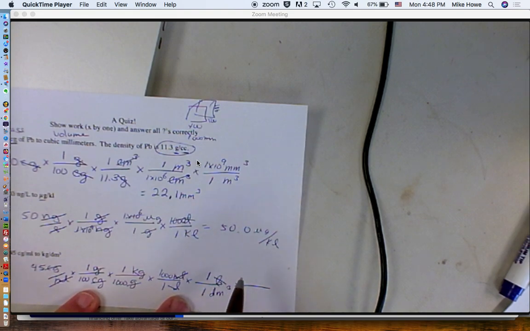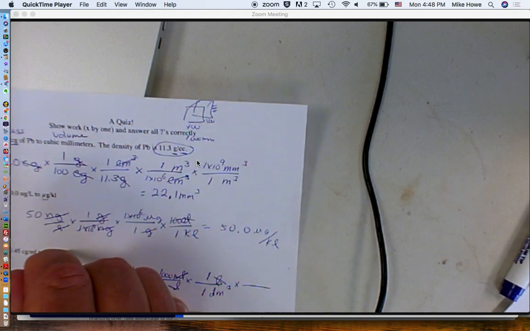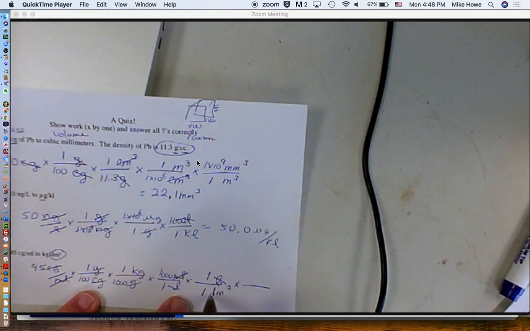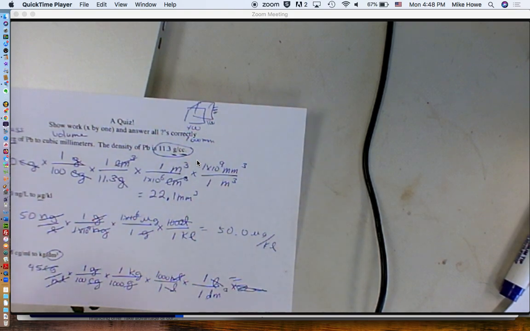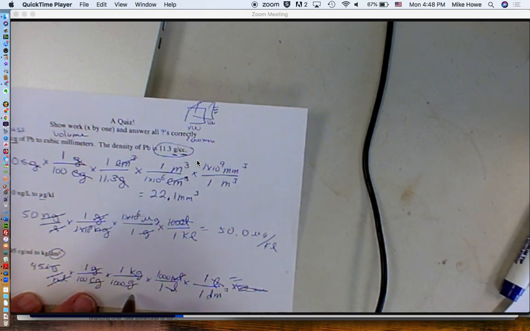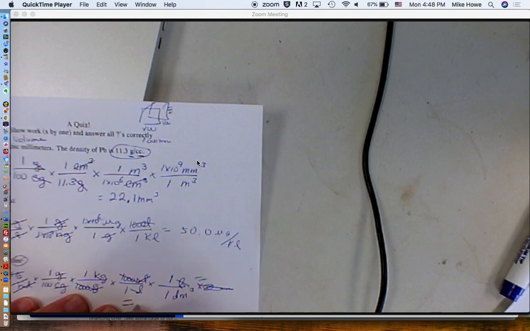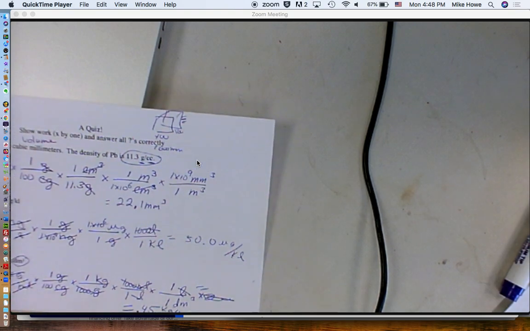And now, actually at that point we're finished because we wanted cubic decimeters on the bottom, and that's what we have, so we don't need this step. Then you do all your math, and I can see that this and this will cancel. So really it's just 45 divided by 100, which is 0.45, and that would be kilograms over cubic decimeters. Okay, so that was the end of that quiz.